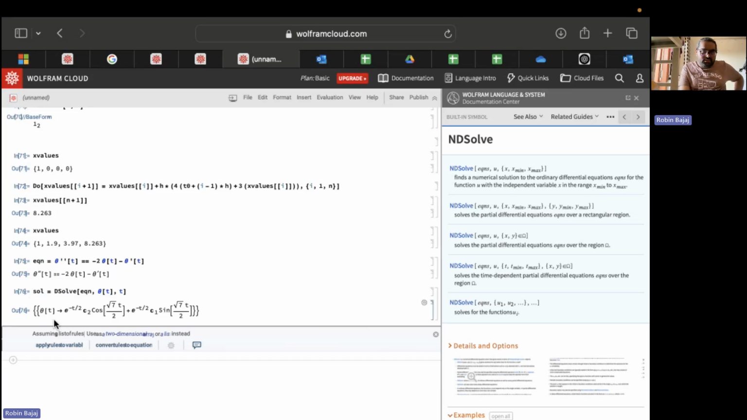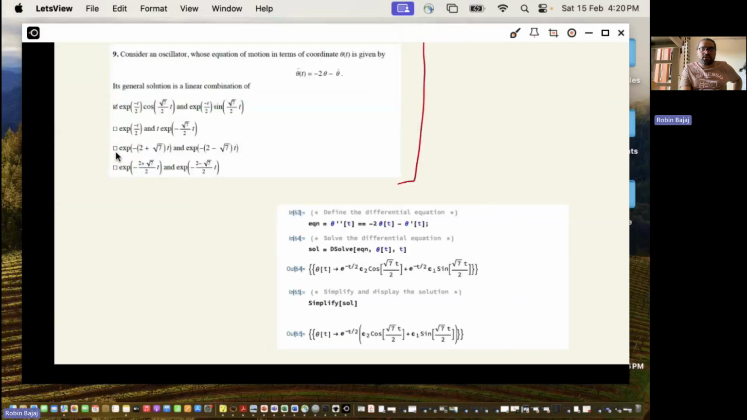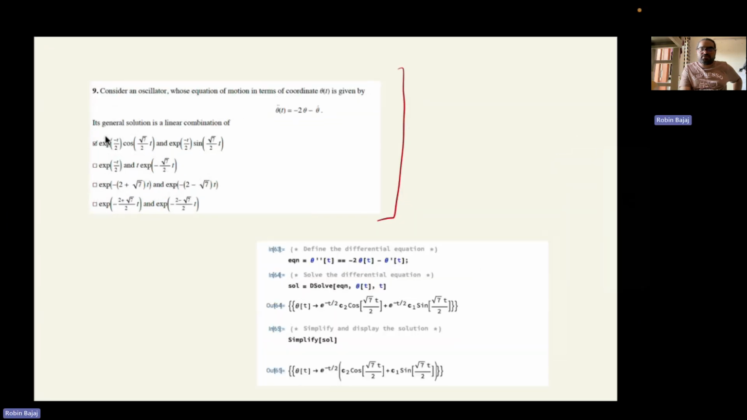Now you can clearly see the first term, it's a linear combination of e to the power minus t by 2 cos of square root 7 by 2 t, and another is e to the power minus t by 2 sine of square root 7 t by 2. Okay, so if you look at the options now, it's clearly option A and option B, right? So that's the correct option which you have, and which you solved using Mathematica as well.